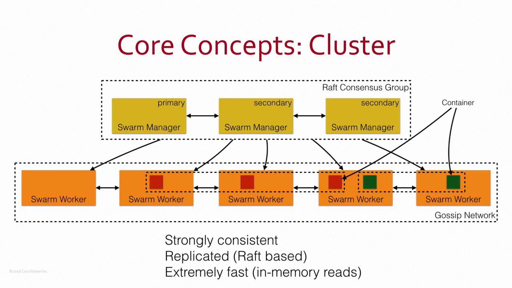But from a user perspective, what happens is you say, I'm going to deploy an application. It goes to anybody in the manager group. If it goes to a secondary, it goes automatically to the primary, and then the primary is the one that delegates it across all the workers.